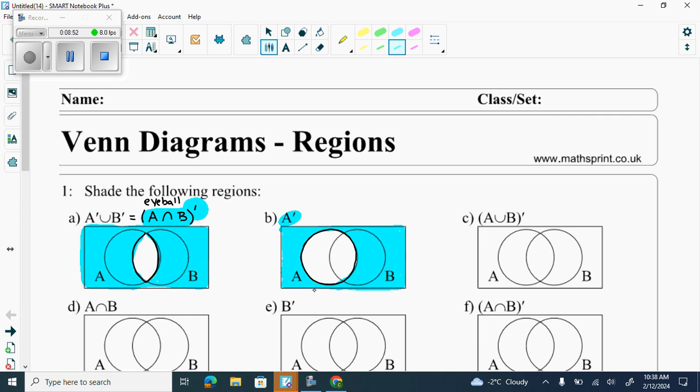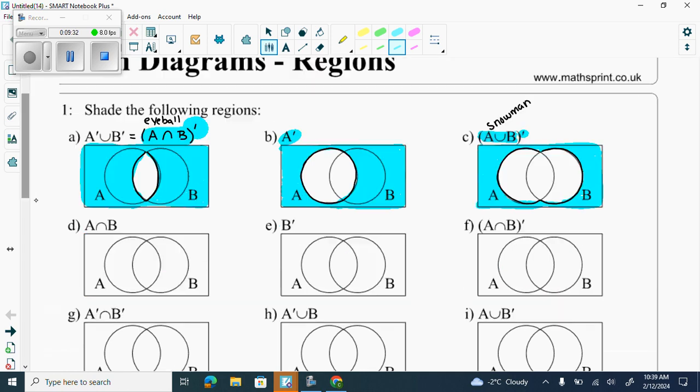Okay? Now some people will change that one to both negated and an and. You're making it harder, right? This is A union B or A or B. What shape is that? That's the snowman, correct? And I want not the snowman. So here's the snowman. And I don't want that. I want everything else.